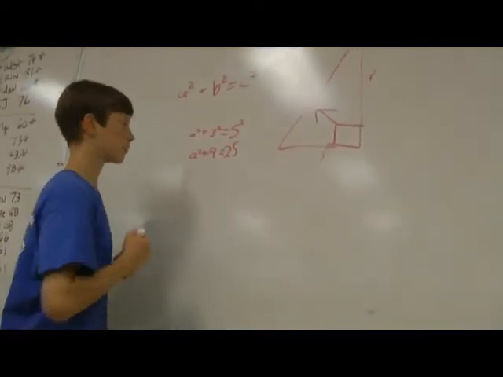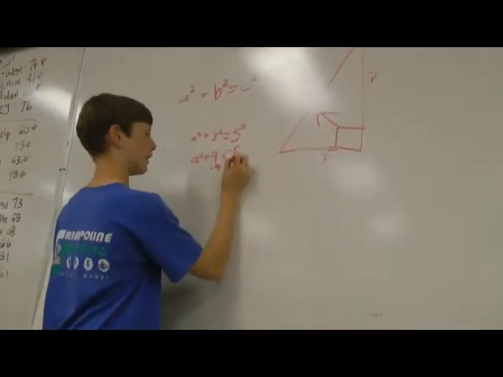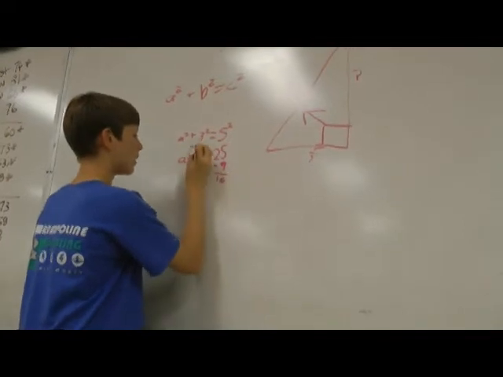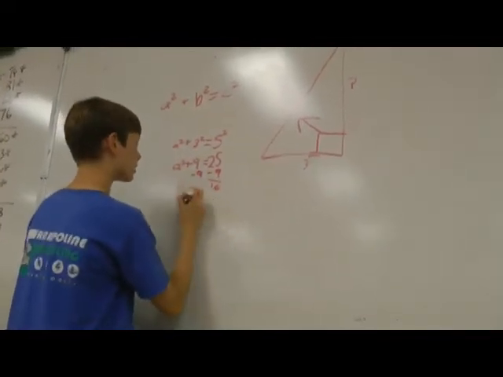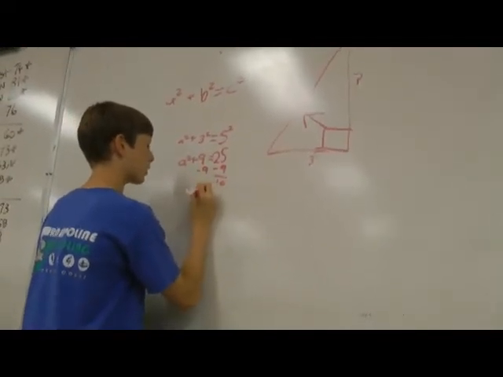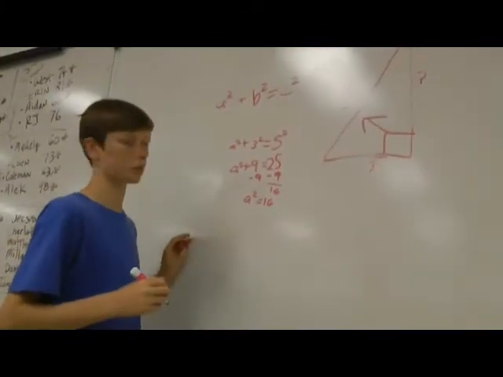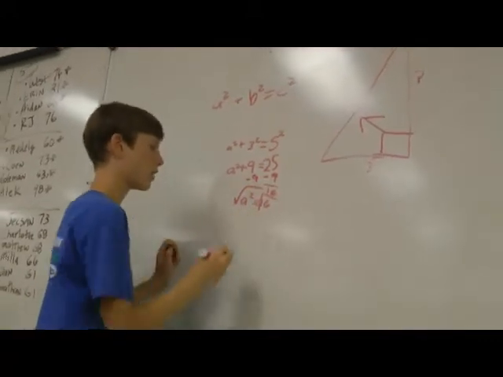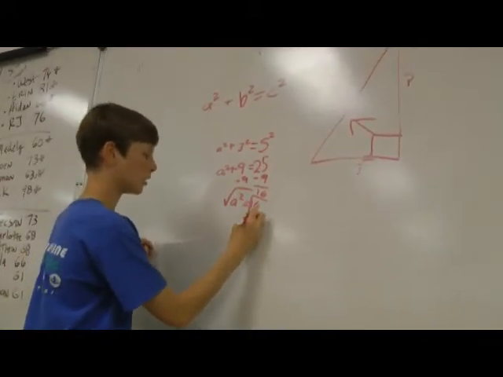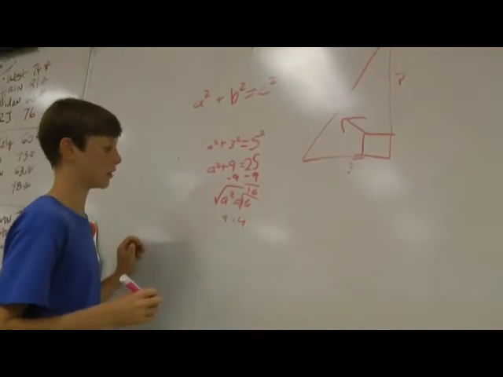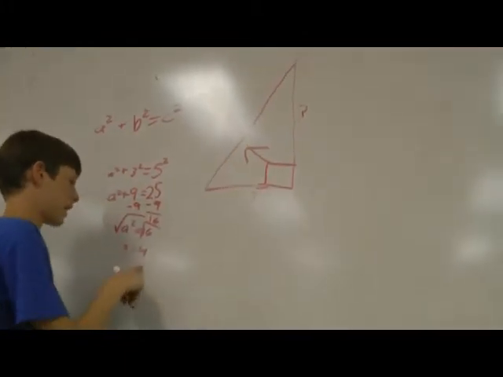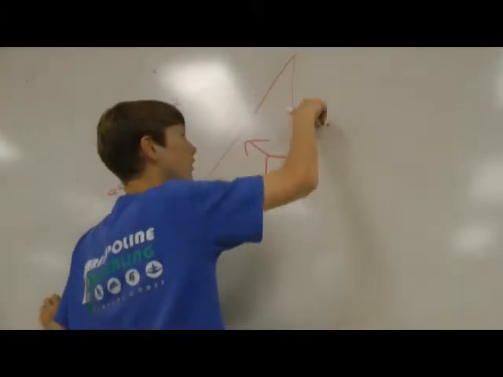Then you subtract 9 from both sides, like so. 25 minus 9 equals 16. 9 minus 9 equals 0. So you write that as a squared equals 16. Then you use the square root of both of them to find what a equals. The square root of 16 is 4. The square root of a squared equals a. So you know, because this equals a, that a is 4.